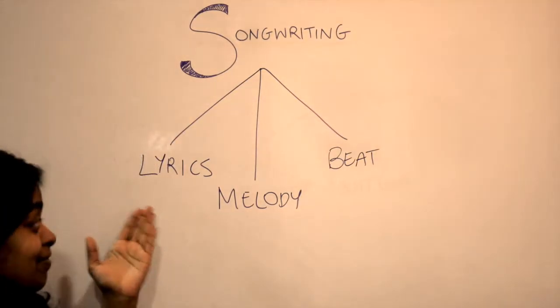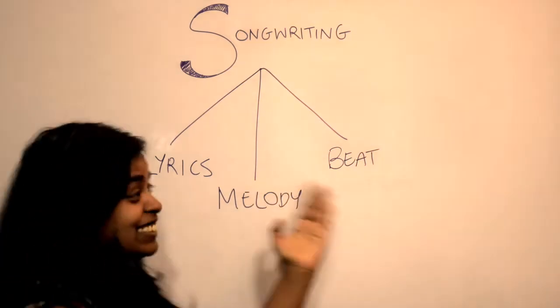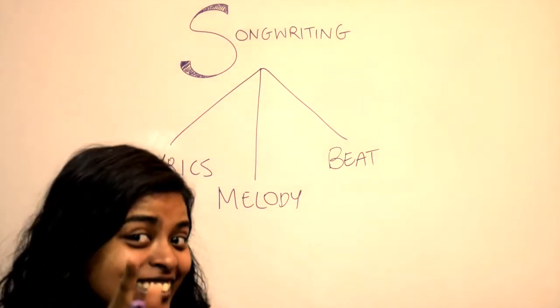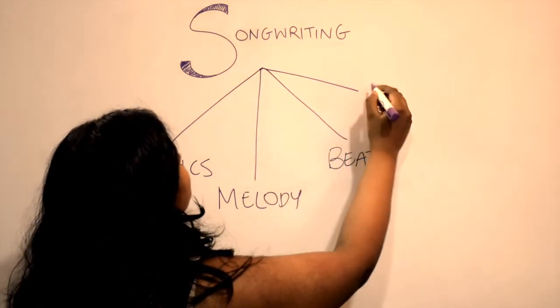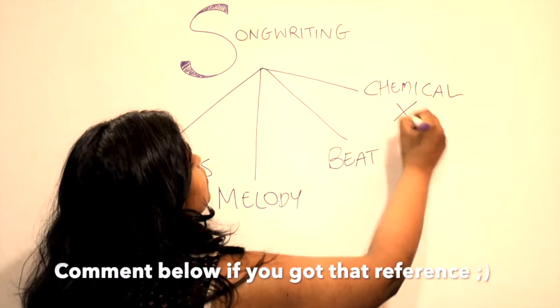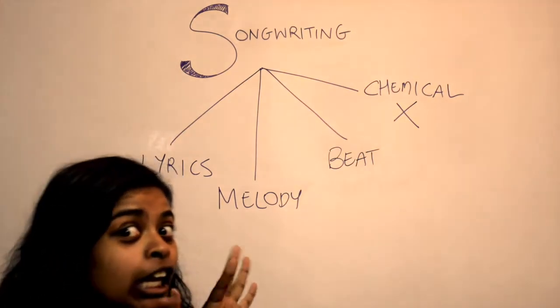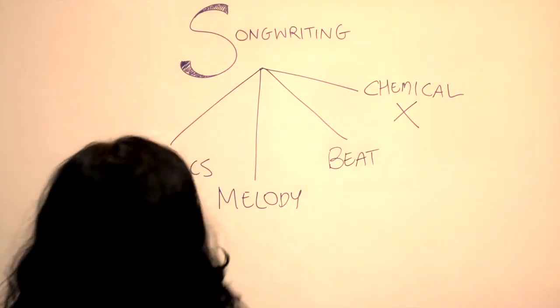Or if you're a nerd like me, that's sugar, spice, and everything nice. Did you get that reference? If you did, you know there is a 4th ingredient. Chemical X. Ooh, spooky. We'll get into it later, don't worry.